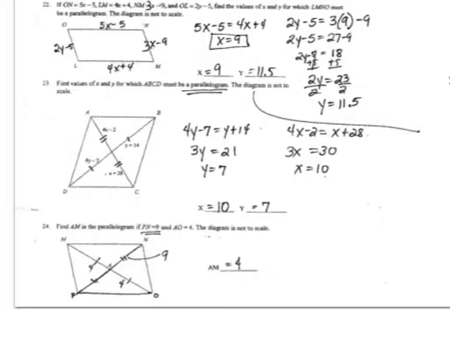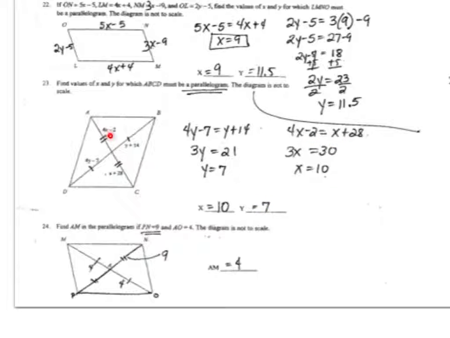All you do is just get the x value, plug it in. Okay? Number 23, it's about diagonals bisect each other. So all you have to do is let 4y minus 7 equal y plus 14. You find the y, you come back, and you plug it in. Well, they just want the y value, right? So it's just this. And then the same thing with the x's.